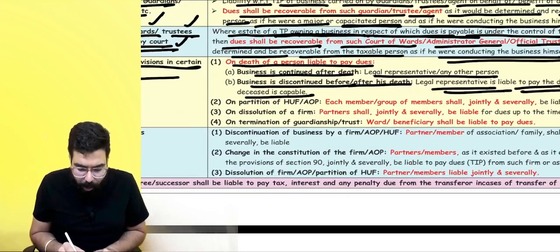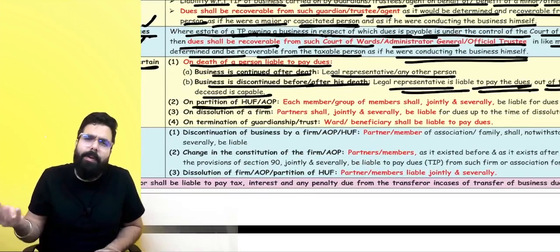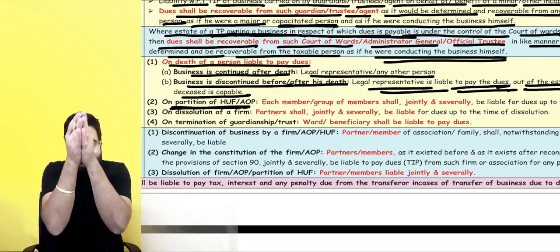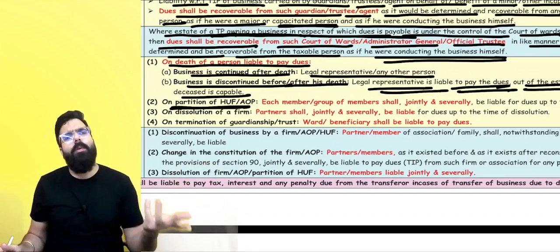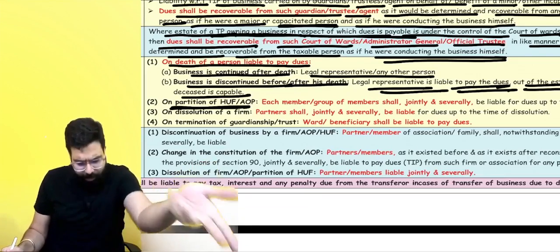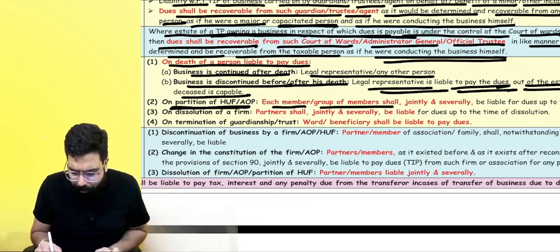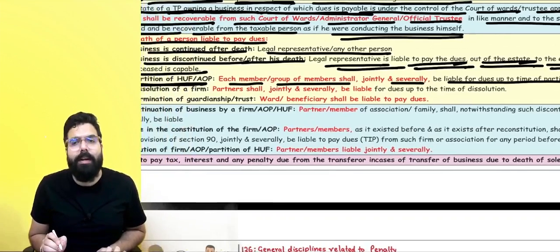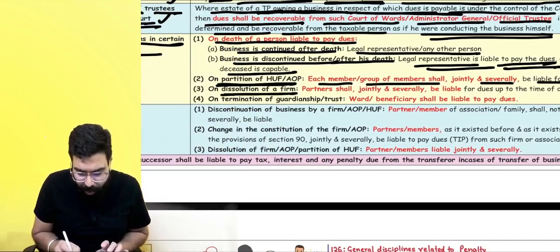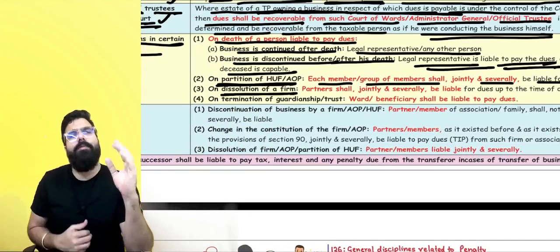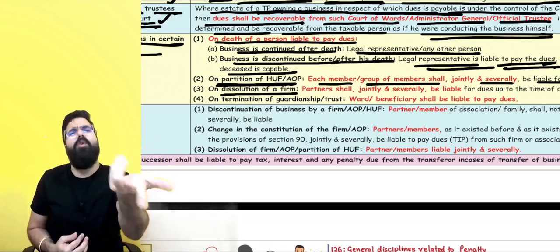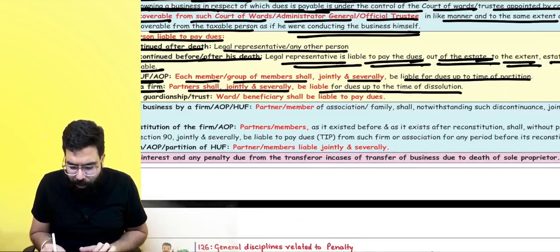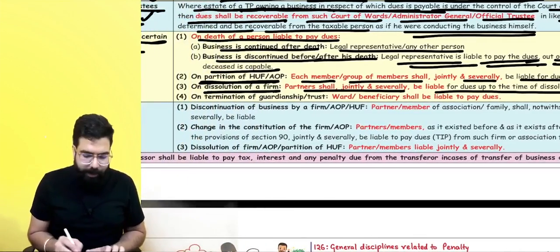Sir, what about on partition of HUF? Who shall be liable? Every member or group of members shall be jointly and severally liable. One HUF was there, partition happened. Then who will be liable for the dues up to the date of partition? Each member or group of members shall be jointly and severally liable to pay the dues up to the time of partition. Sir, dissolution of a firm happened. Up to the date of dissolution, whatever tax, interest, penalty was there, who will pay? All the partners will be jointly and severally liable for the dues up to the time of dissolution.